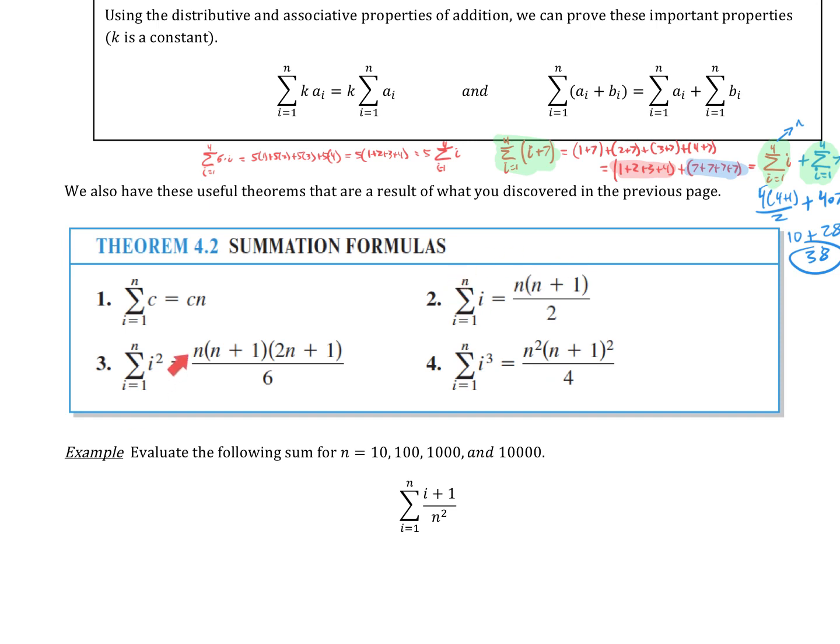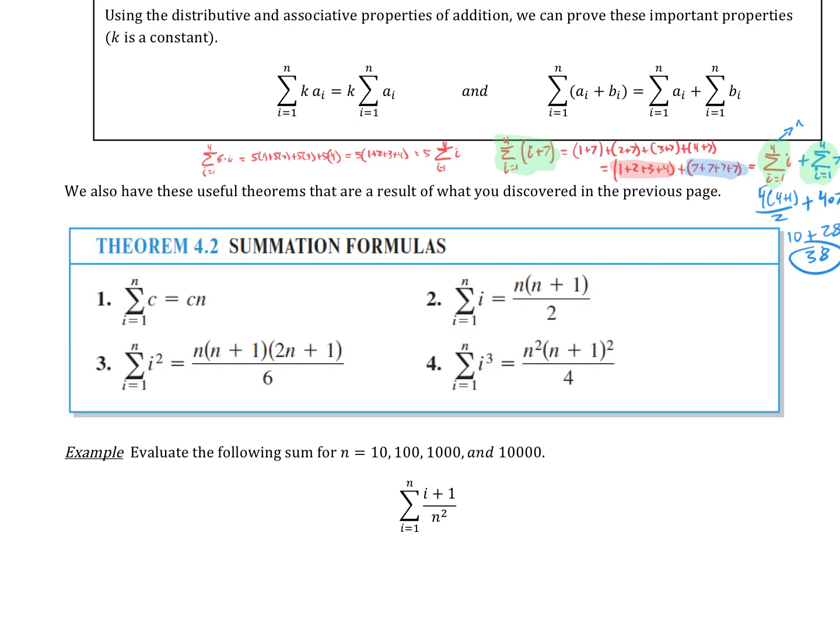If we have the sum of i squared, we saw that previously, n times n plus 1 times 2n plus 1, all over 6. And i cubed, we won't see this very often, but it comes out to be n squared times n plus 1 squared over 4. You won't necessarily need to memorize this one, but these other three we want to have down.